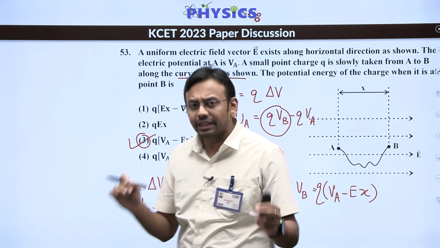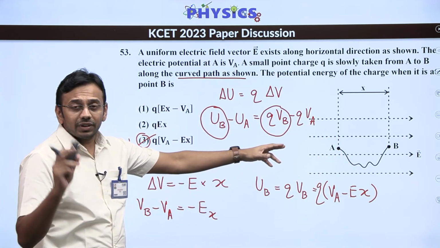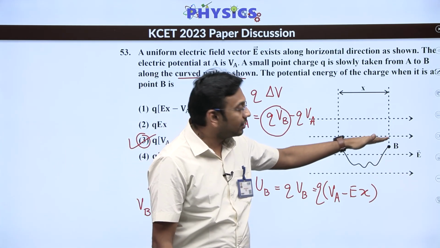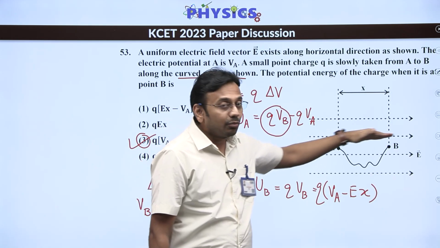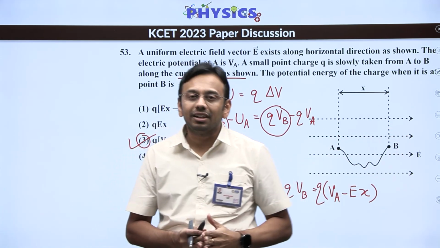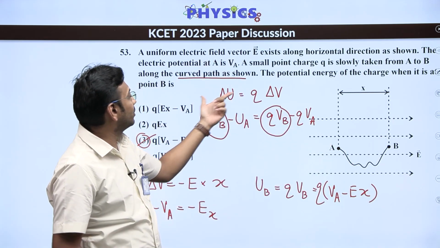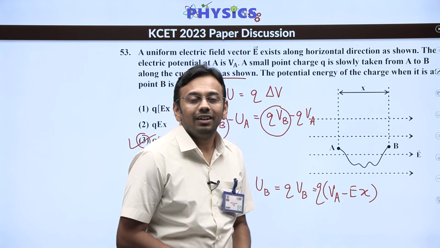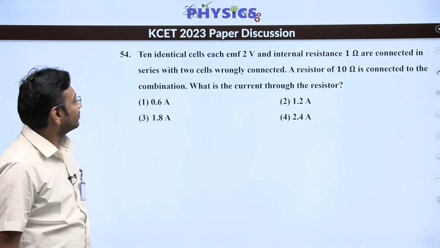Alright. The key concept we need to remember here is that the curved path does not matter. The potential difference can be directly found by taking the straight line path, and the relation between energy and potential difference also we have to use. Alright. Let us take the next question.